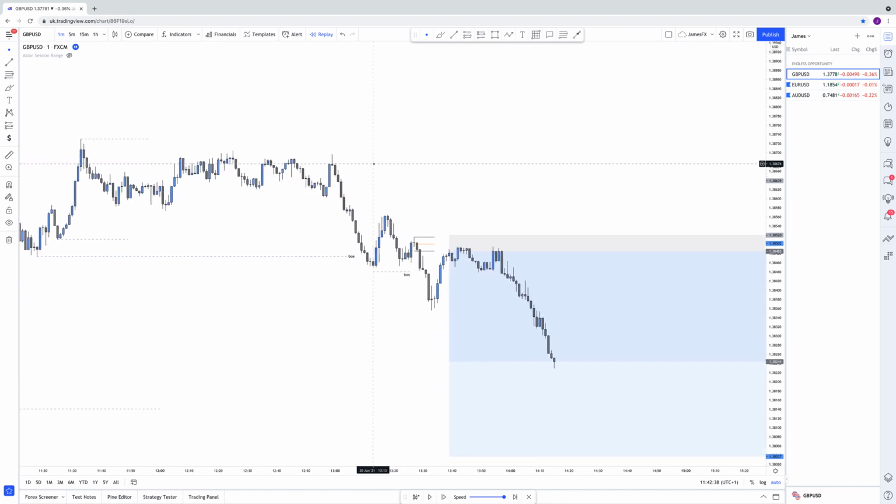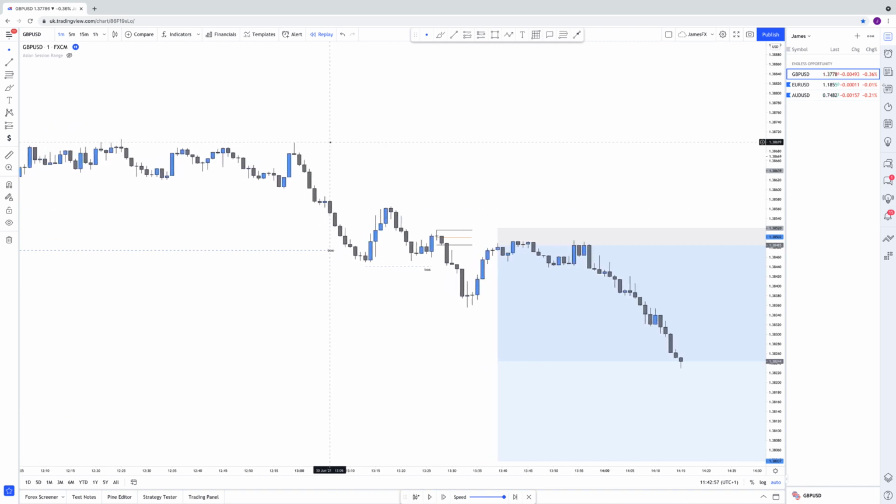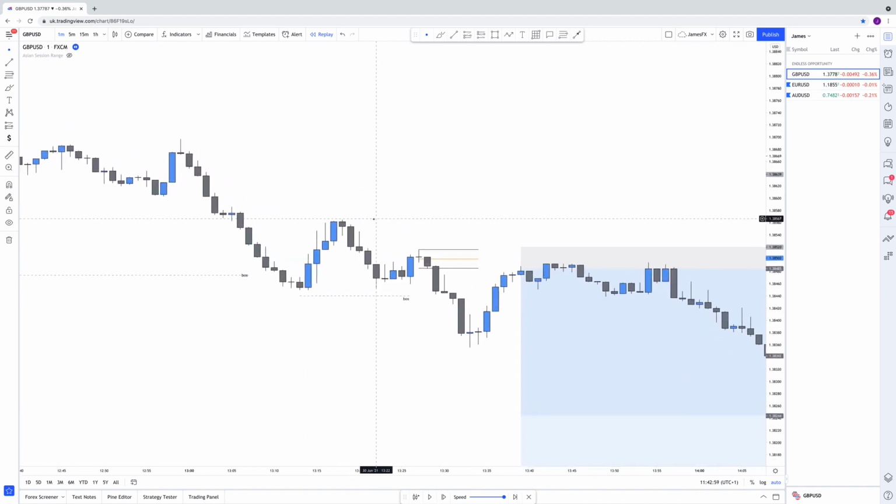Now if you're wondering why I didn't take this area up here, it's because the move that caused the break of structure did not start from up here. We can identify this as a clear pullback and then price broke. So price does not need to come up here. And if we also look, we do have, you know, finer detail.